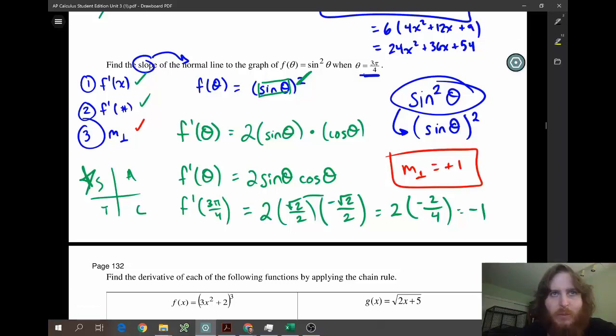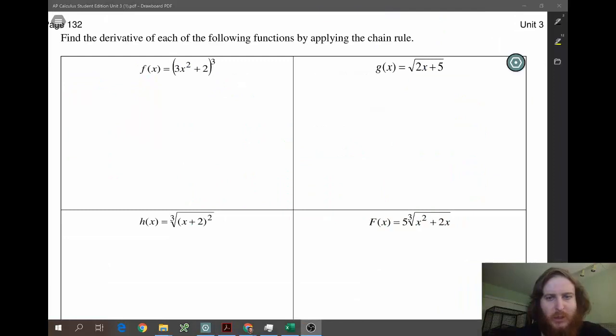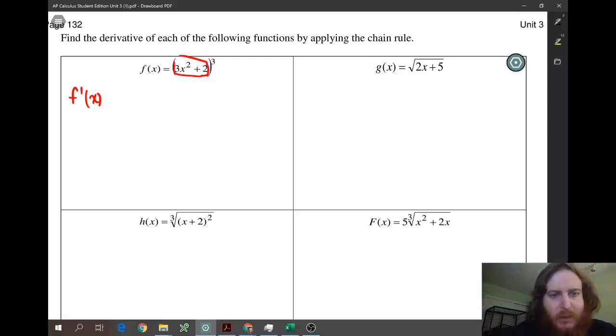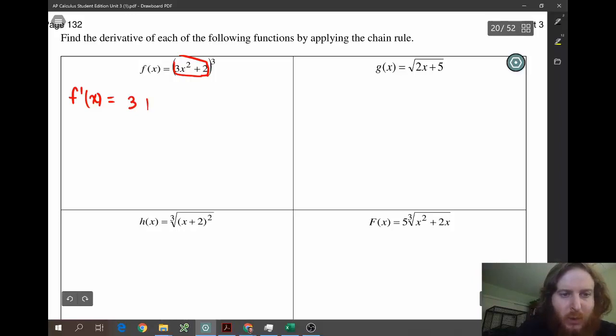Okay, so we're going to jump into some examples. Essentially every single time we do these, if it's something kind of looking complicated, just box it. What would be the derivative of x cubed? It would be 3x squared. So the derivative of box cubed is 3 box squared times the derivative of the box. You don't have to write that, but if it's going to help you, go ahead and write it.